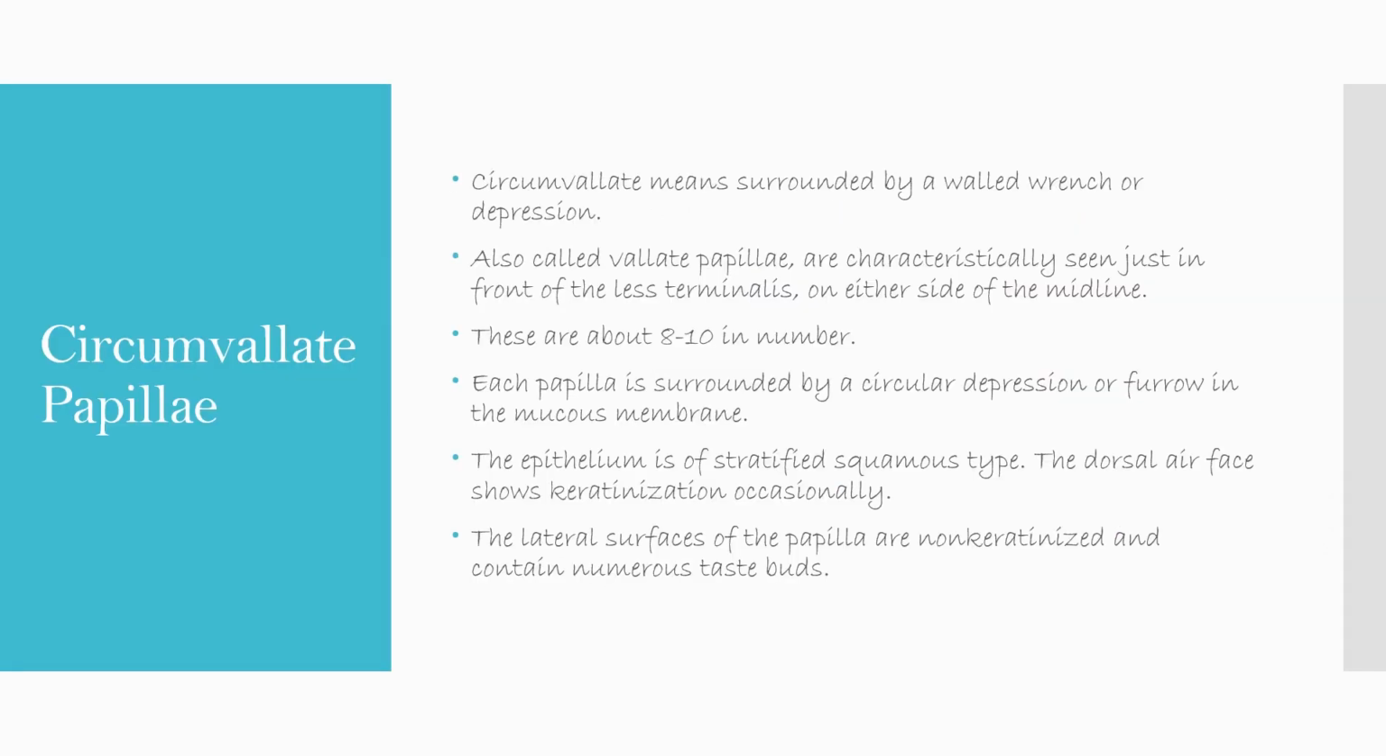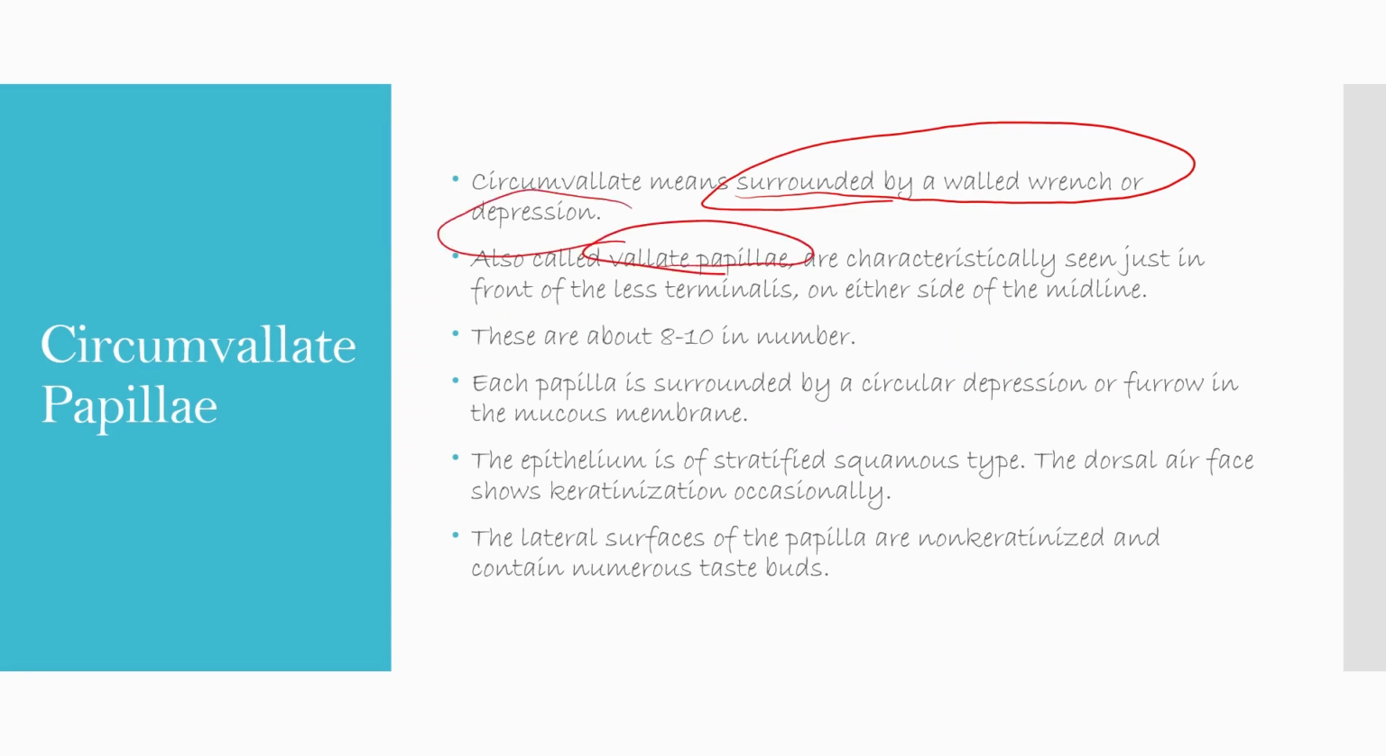Now comes the circumvallate, meaning surrounded by a wall or ridge or depression, also called vallate papillae. These are seen in front of the sulcus terminalis on either side of the midline. They are about 8 to 10 in number. For the sulcus terminalis, you can Google it. You will see a very prominent, very distinctive part of the tongue.